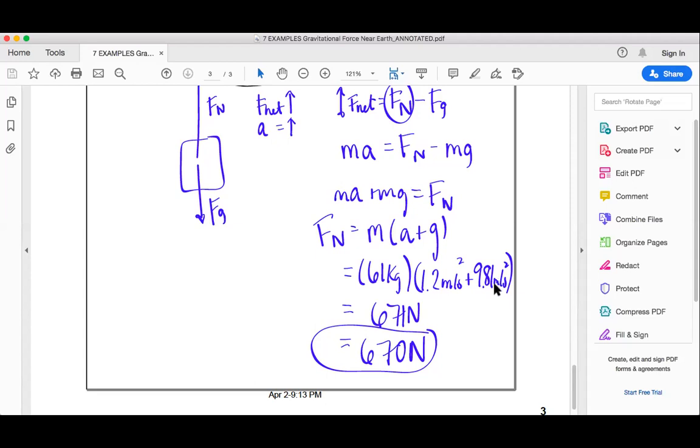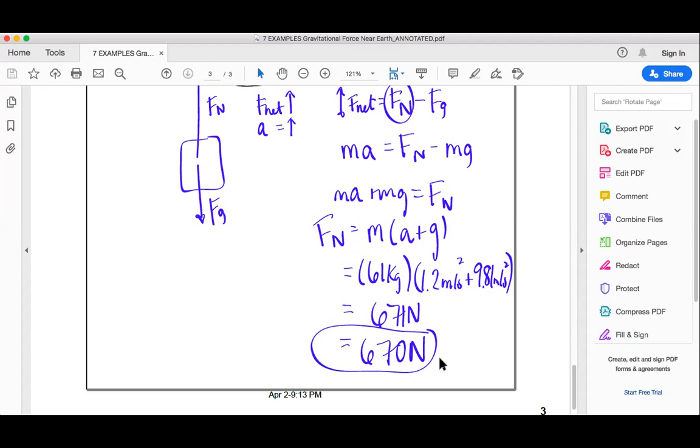We substitute in our numbers, and our final answer for the apparent weight, the reading on the scale, is 670 newtons. It does make sense that the scale would read mass times gravity and then plus whatever acceleration upwards. So accelerating up at a faster rate would cause the apparent force to be larger. If you close your eyes and imagine that you're on a roller coaster, or imagine that you're on the elevator, if the elevator suddenly accelerates up, you feel heavier into the floor.